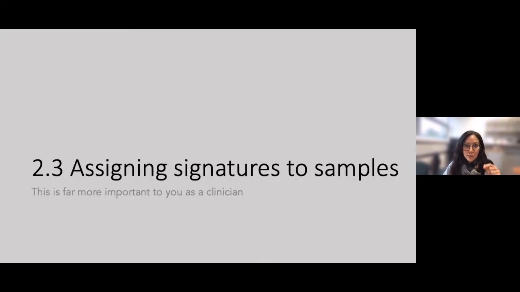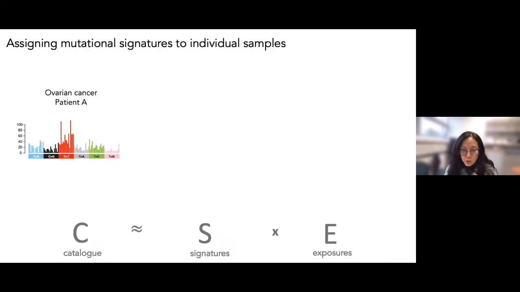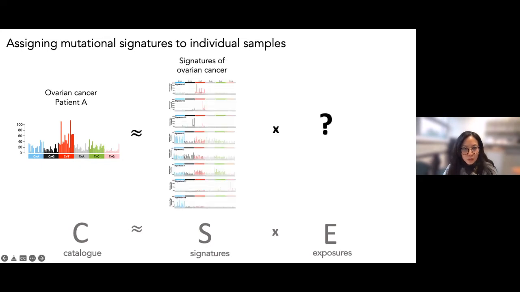This next section is far more important to you as a clinician. When you get the mutational profile from a patient, here is a patient with an ovarian cancer. We'll call her patient A. This is her catalog. You want to know what signatures are present in that sample. So to estimate the exposure, people use a number of different tools. There are somewhere between 8 and 10 different tools to do this. Don't worry about it. What's important is what are the signatures that you use to estimate that exposure? Because remember, I said the academic community will have done this bit. They will tell you these are the signatures.